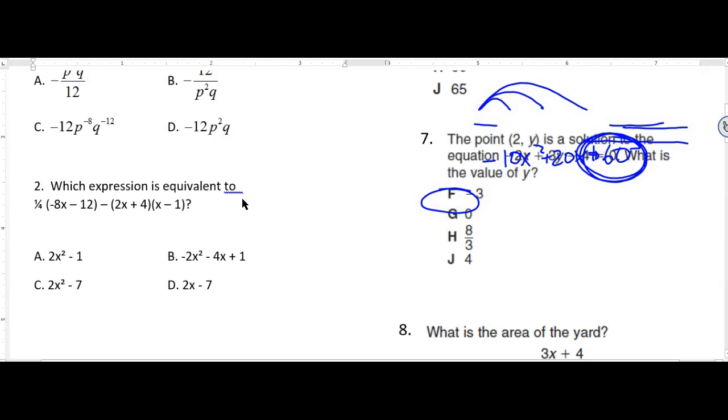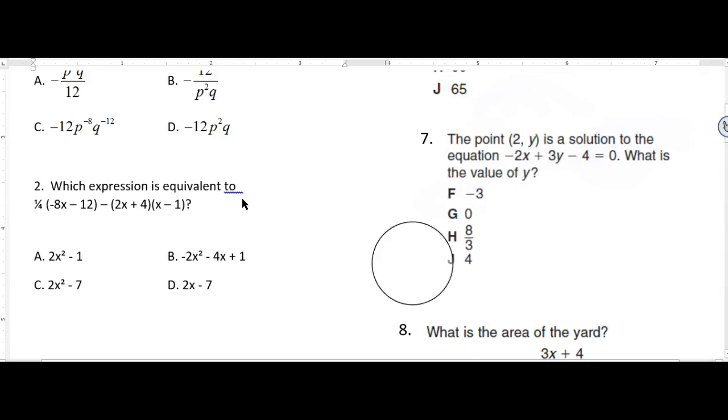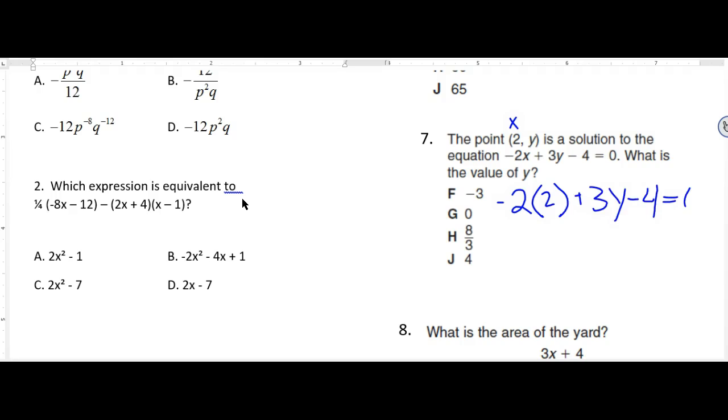Number 7 is just like number 3, I think. They give me the x. They're asking for the y. I'm going to do this one a little bit differently, though. Instead of plugging in the x and then solving for y, I'm going to kind of use the answer choices to guess and check. So, negative 2 times x plus 3y minus 4 equals 0. I know that is negative 4, and there's a negative 4 here, so I'm going to combine that to negative 8 plus 3y equals 0.